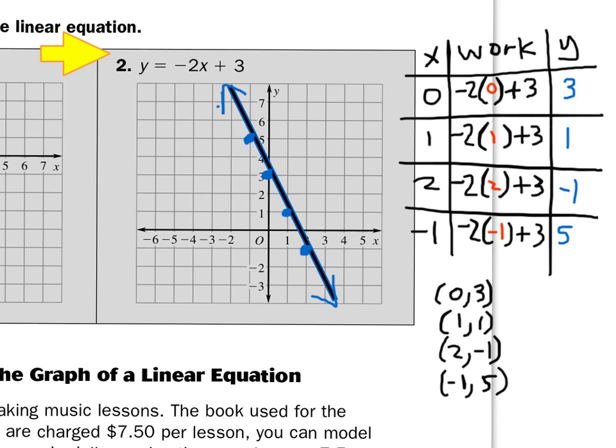Now grab your red and put a 0 in the space, and then let's do that. Negative 2 times 0 is 0, plus 3 gives us 3.